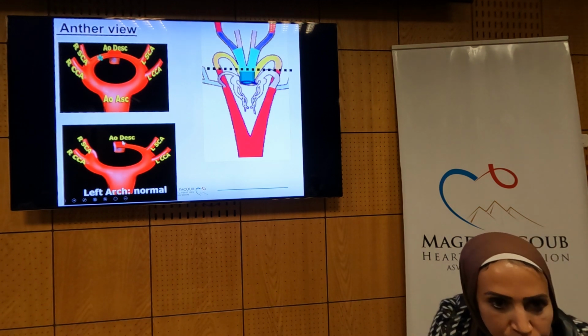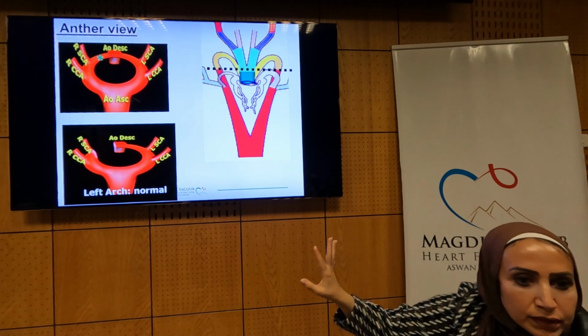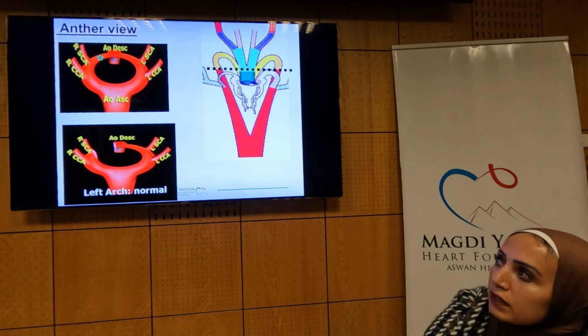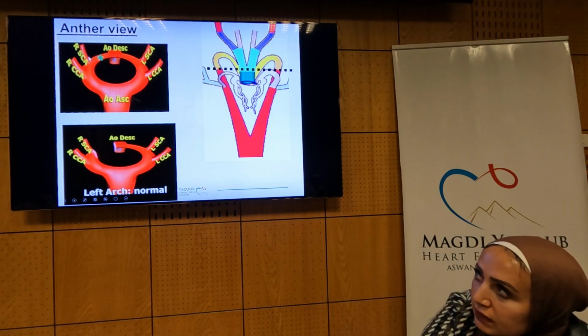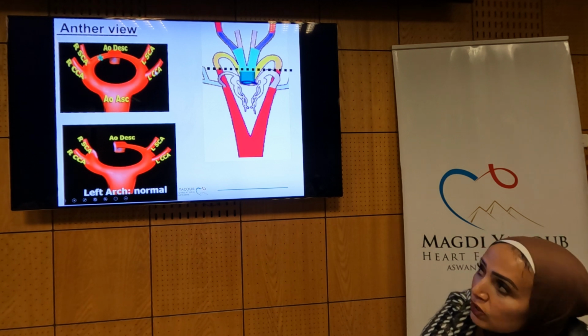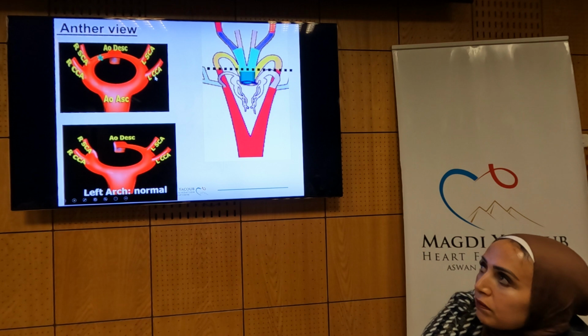This is another transverse cut view for the story that we said. If you'd like to remember any of this, we have an ascending aorta, we have a descending aorta, and we have this circle by the fourth aortic arch giving carotid and subclavian on each side. Okay.